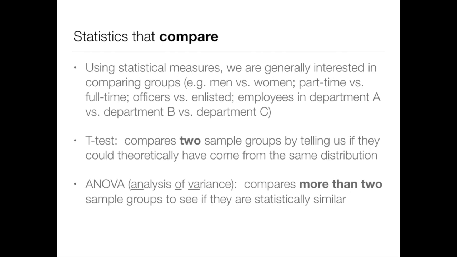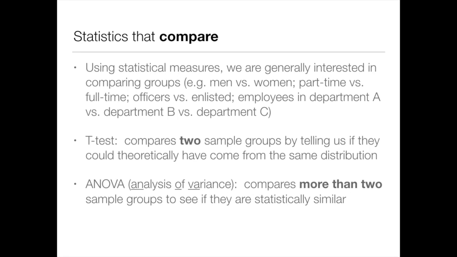A t-test is for two sample groups. If, on the other hand, we're interested in knowing more than two groups, we would use what's called ANOVA, or analysis of variance. What ANOVA does is it compares more than two sample groups to see if they are statistically similar.